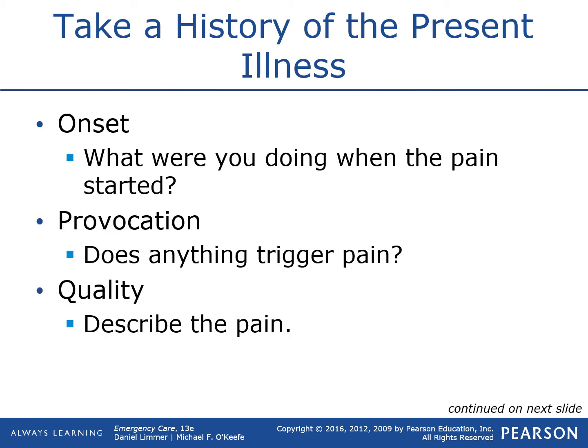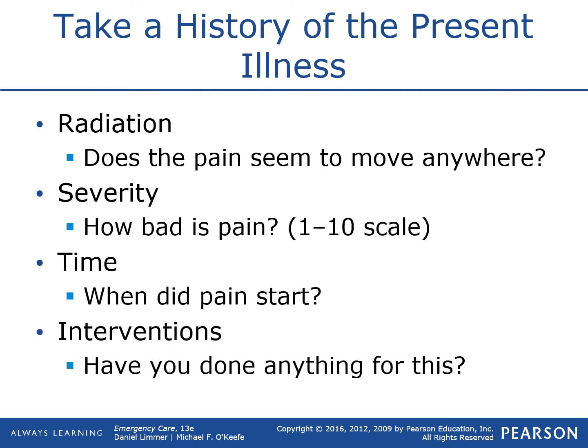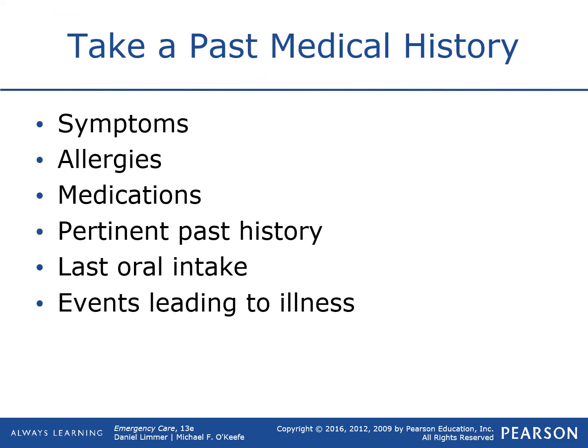Again, we want to be using our OPQRSTI method. So O stands for onset, P for provocation, Q for quality, R for radiation, S for severity, T for time, and I for interventions. If you need more explanation of those, go back to the beginning of this chapter. Remember your SAMPLE mnemonic. So S for symptoms, A for allergies, M for medications, P for pertinent past history, L for last oral intake, and E for events leading to an illness.